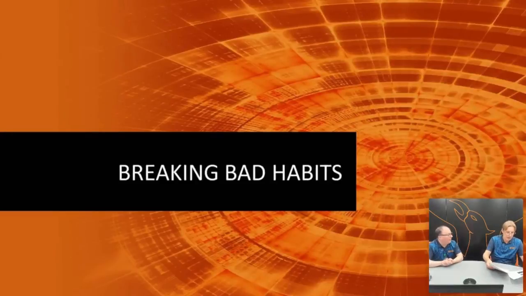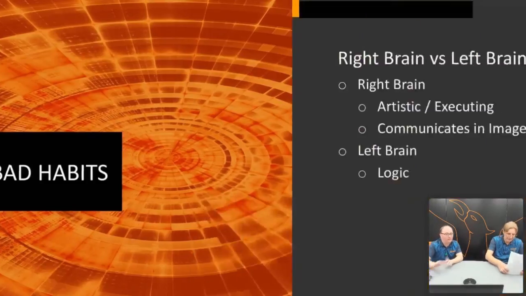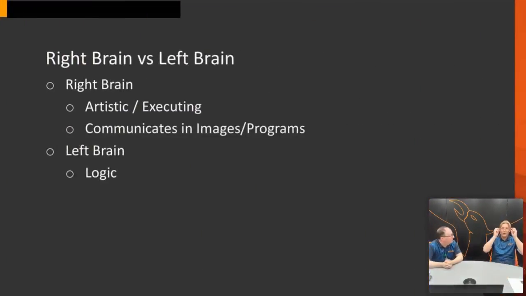Okay. And the last part of this is how do we break bad habits? So we learn how to give feedback. We've learned how to help them understand the learning process so they can get better. But then players will still say, well, coach, I have this one bad habit. How do I break that one bad habit? How can we break this one bad habit? Now we get to talk about the brain.